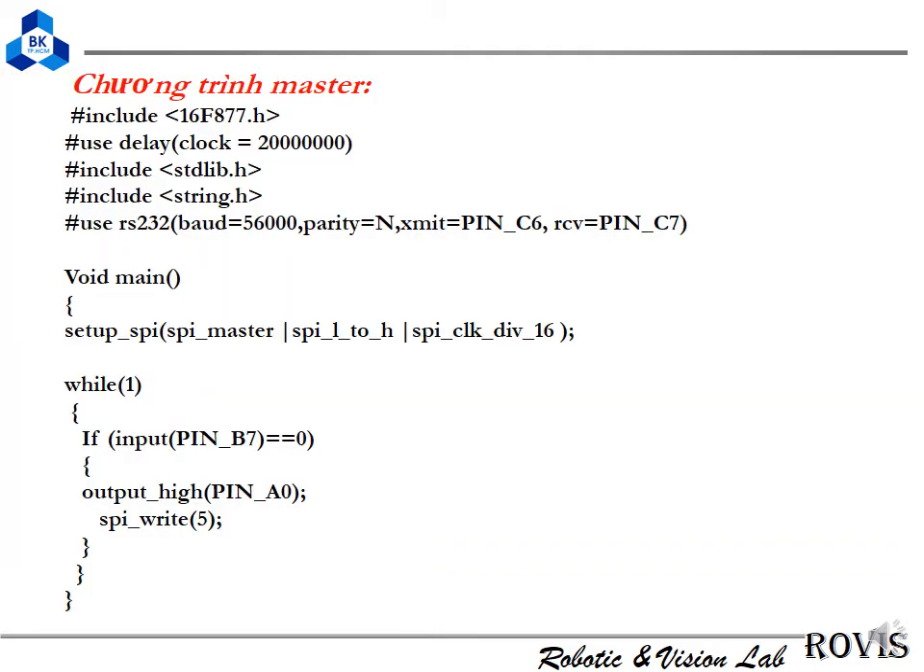And this one is the code for the example. If we use the CCSC compiler, it's very easy. Just set up here, and then just use SPI right here. That's all.